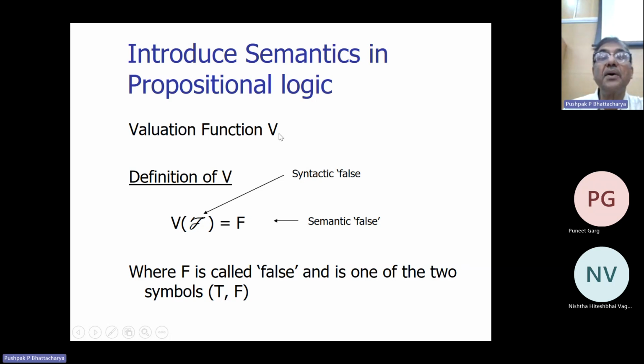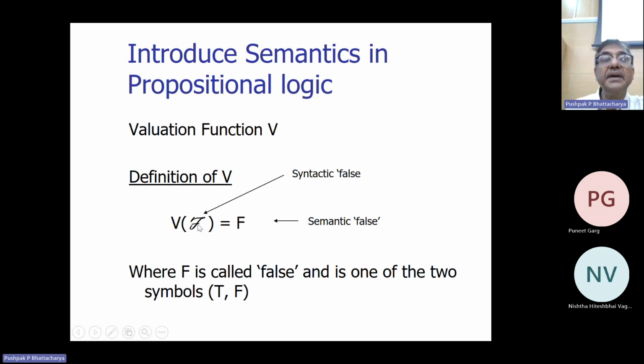We have something called a valuation function. The valuation function is defined as follows. Valuation of Gothic f is Roman f. So you must understand the difference between Gothic f and Roman f.